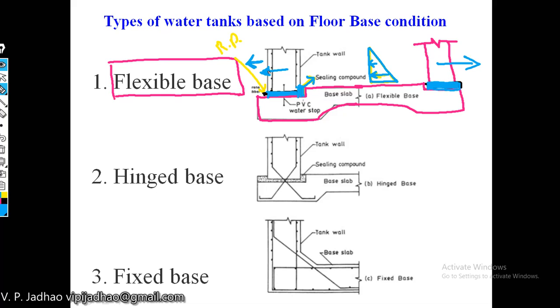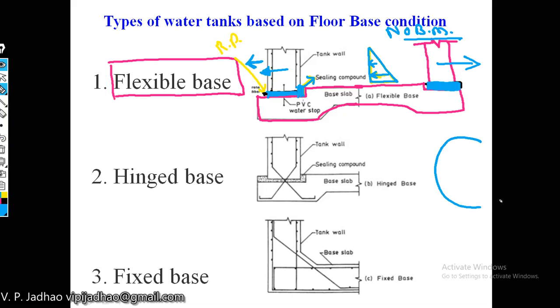So the purpose of providing this rubber pad below the wall is that, if we provide a rubber pad below the wall, what will happen? No bending moment will be developed in the wall. Because it is not fixed with the base, no bending moments are developed in the wall, and only hoop tension.